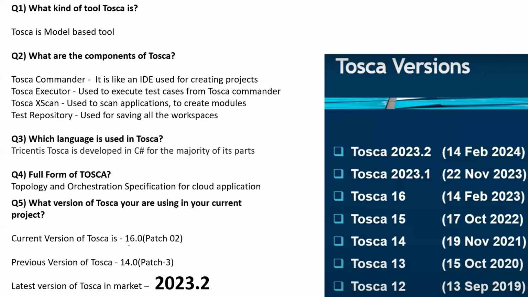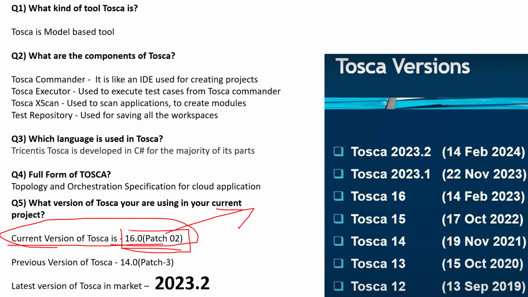That's why I told you to know what current version you are using. The current version of Tosca means the version you are currently using in your project. Tell them, for example, 16.2, patch 2 or patch 3 or patch 5. In our real-time project, we are using 16.0 patch 2. Since we have a huge number of projects, it is not easy to migrate from one version to the other.